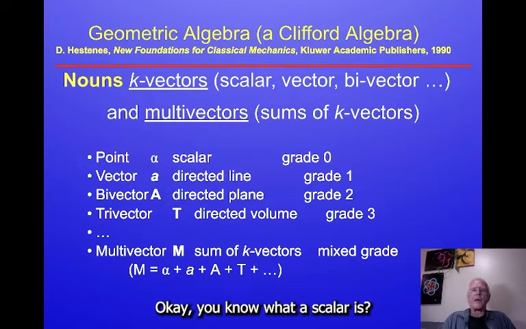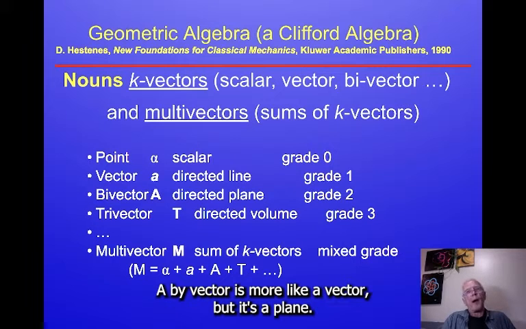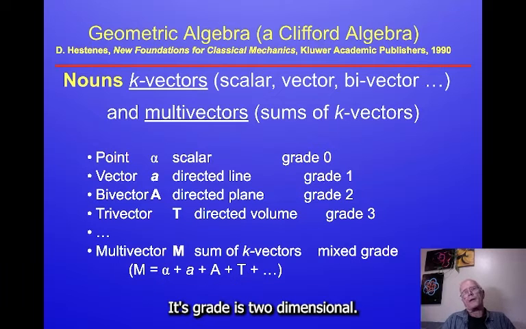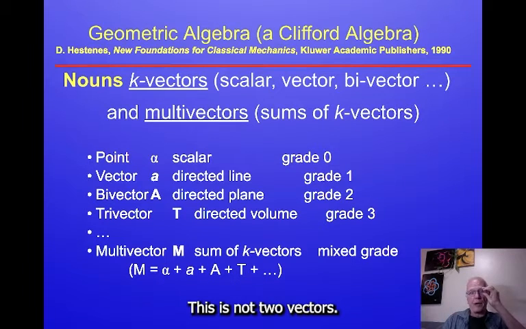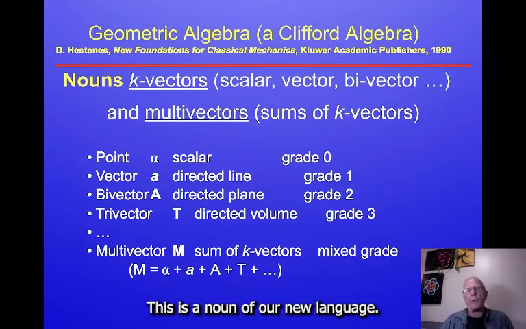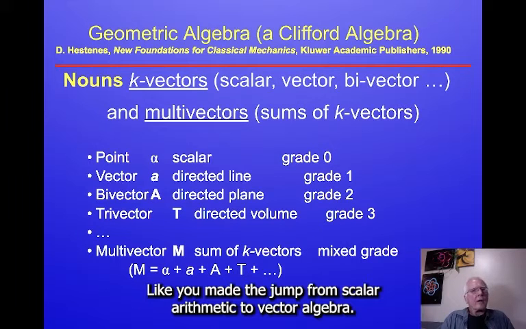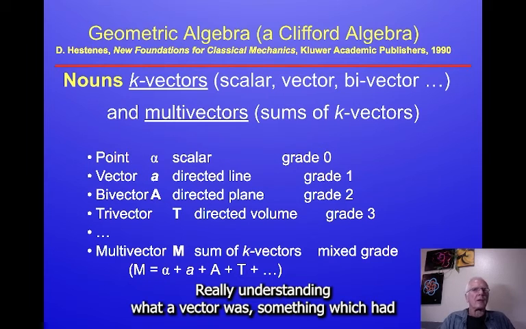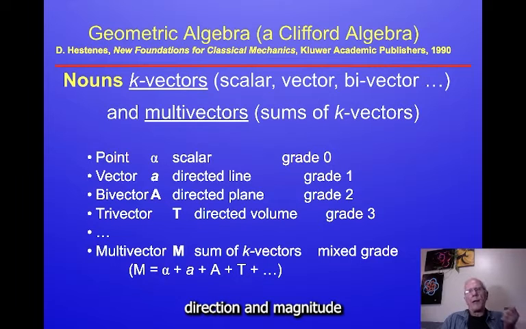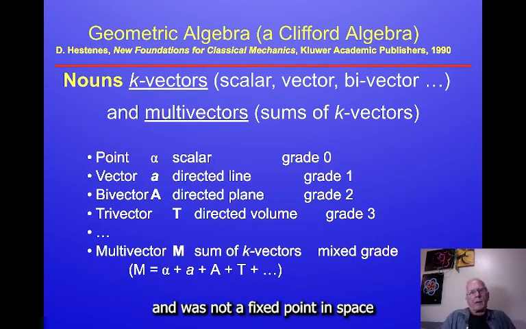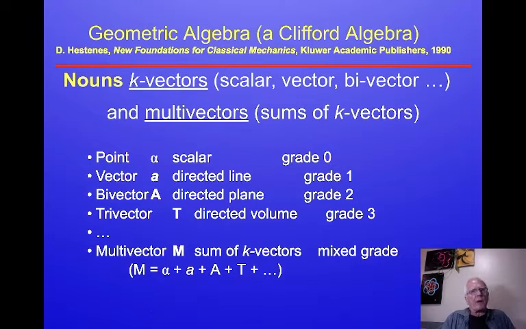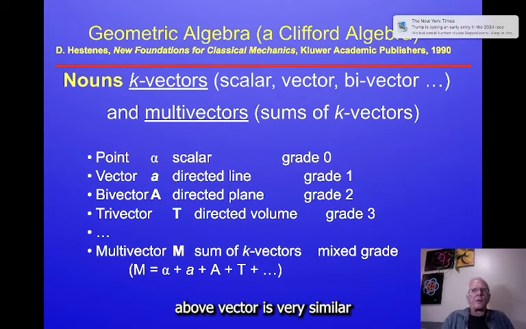You know what a scalar is, you know what a vector is. A bivector is more like a vector, but it's a plane. Its grade is two-dimensional. This is not two vectors. This is a noun of our new language. It's a bivector. You have to kind of make this jump like you made the jump from scalar arithmetic to vector algebra, really understanding what a vector was, something which had direction and magnitude and was not a fixed point in space. A bivector is very similar.